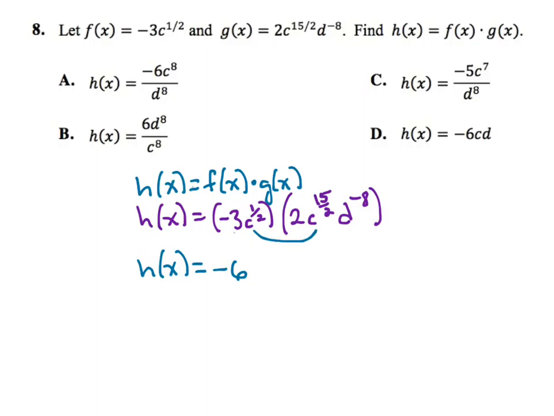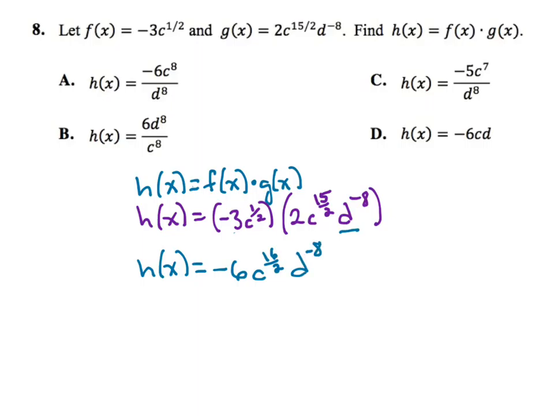c to the power of 1/2 times c to the power of 15/2. Rule of exponents says if I'm multiplying two numbers or terms or variables with the same base, I can add the exponents. When I'm multiplying, I add the exponents. So c to the power of 1/2 times c to the power of 15/2 is going to get me c to the power of 16/2. I just added 1/2 plus 15/2. And then I just have this lonely d all by itself, so d to the power of negative 8.